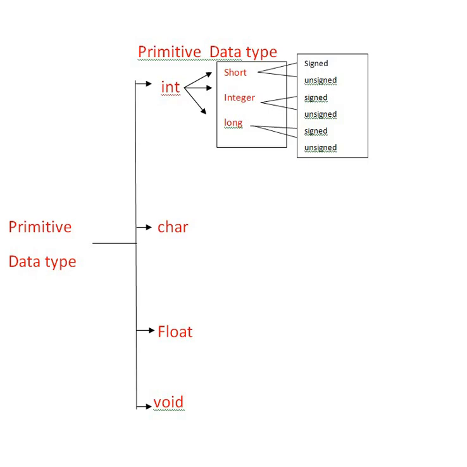So now this integer is divided into three types. Why do we divide the integer data type into so many types? We can depend on the data, its size and storage. For example, in a student record there is a roll number.